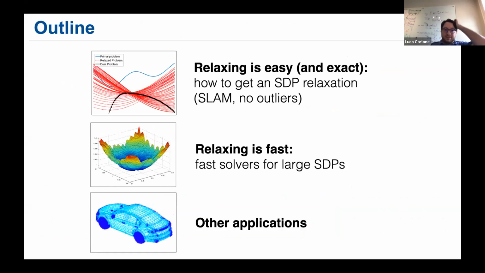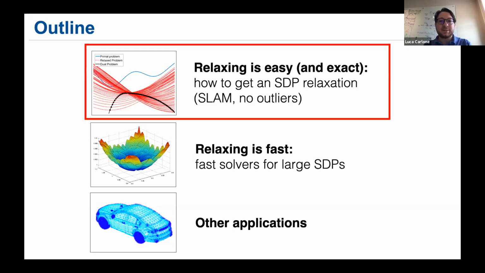I want to give you an example of a certifiable algorithm in this presentation. I will spend most of the presentation on the first part, which is about telling you that getting a relaxation in many problems is actually easy. I will show how to get an SDP relaxation, a semi-definite relaxation, for SLAM for the case without outliers. Following talks are going to focus on the case with outliers. I'm going to touch on the fact that if you get lucky, solving a relaxation can be fast. And I will have two or three slides with extra applications in which you can replicate the same derivation to get relaxations for other problems.